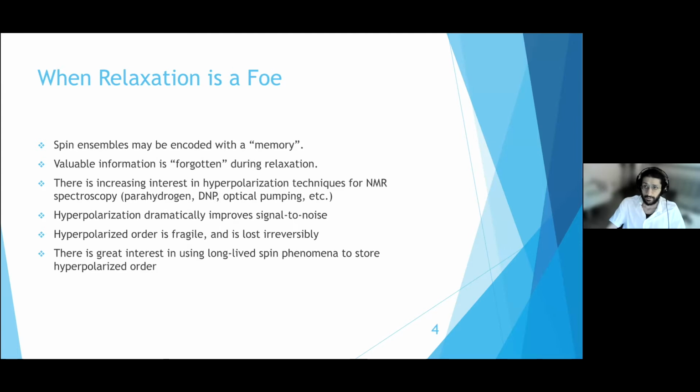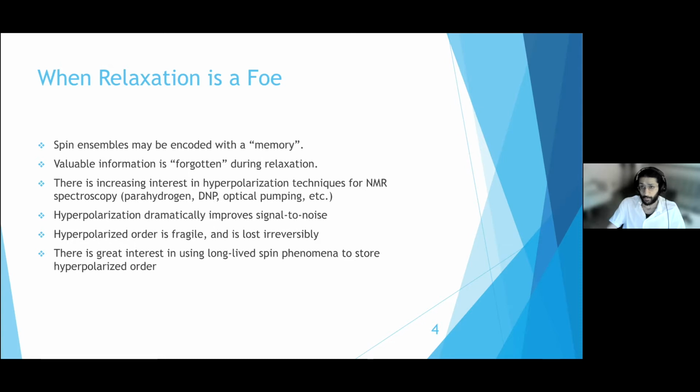In some cases you want longer timescales, because spin ensembles at the end of the day can hold memory, they can hold configuration. And if that memory is precious, for example hyperpolarization, there's been a lot of interest in techniques like DNP and parahydrogen optical pumping.